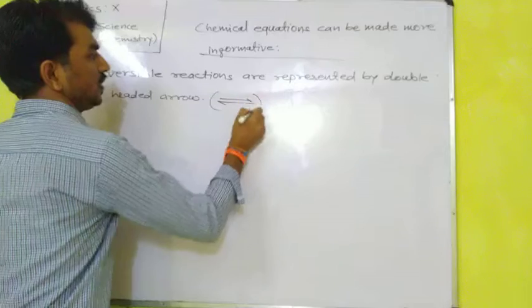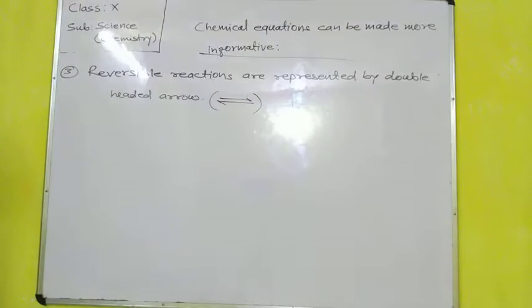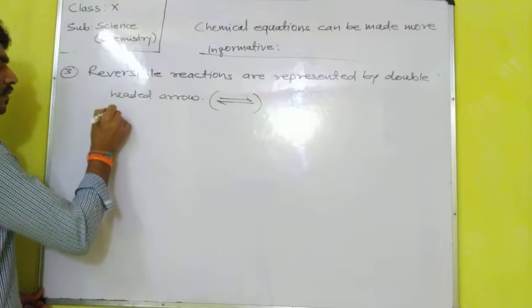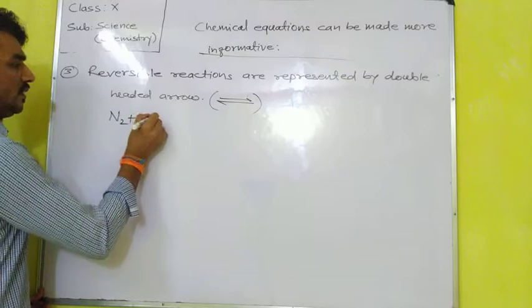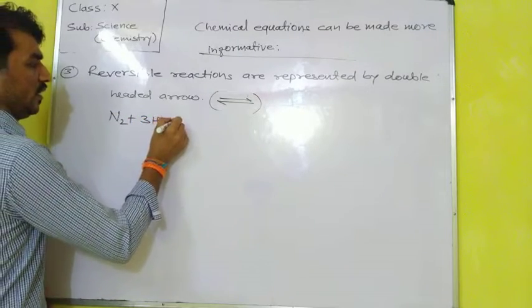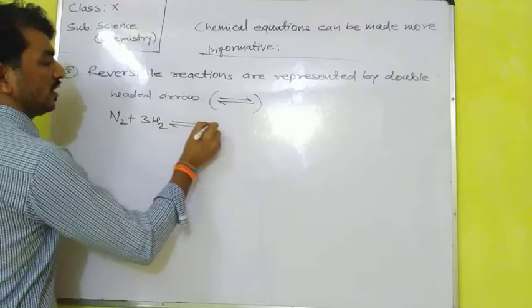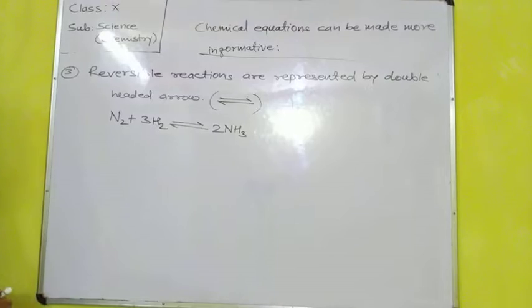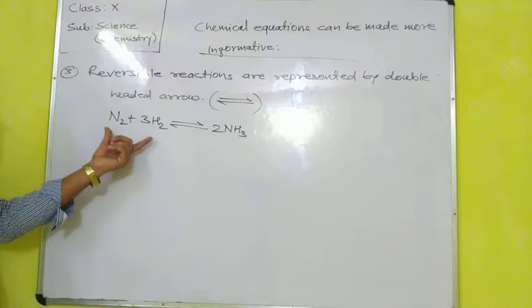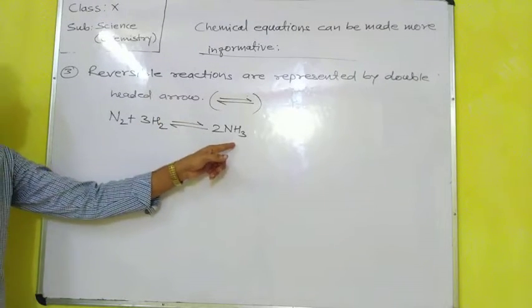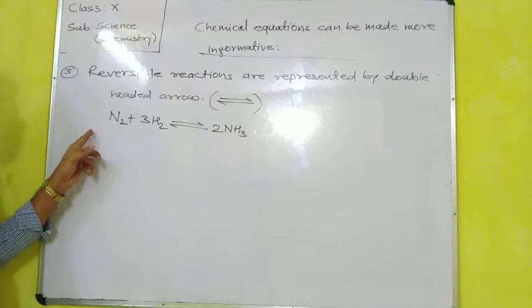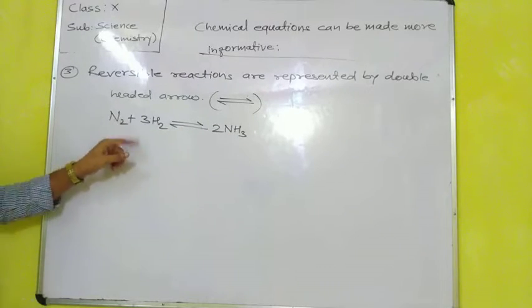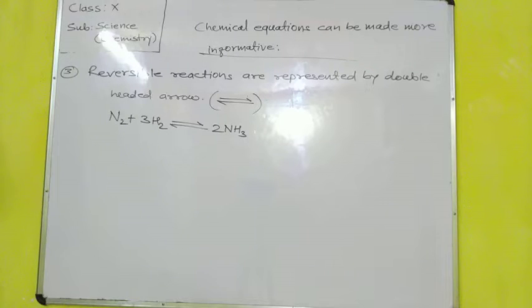The reaction proceeds in both the left and the right directions. For example, the formation of ammonia: N2 plus 3H2 gives 2NH3. By the combining of nitrogen and hydrogen, ammonia can be formed, and the ammonia can also be decomposed into nitrogen and hydrogen, both of them.